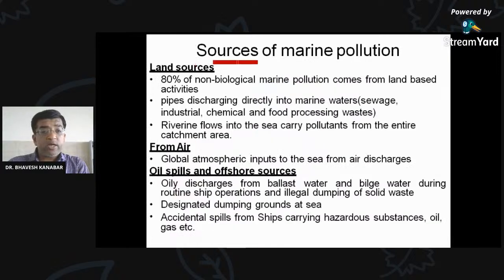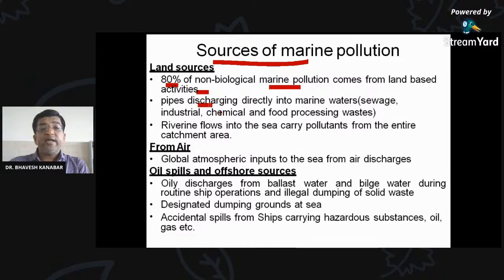So sources of marine pollution, first of all, land sources. 80% of non-biological marine pollution comes from land-based activity. So land-based activity is the most common source of marine pollution. 80% can come from the land.